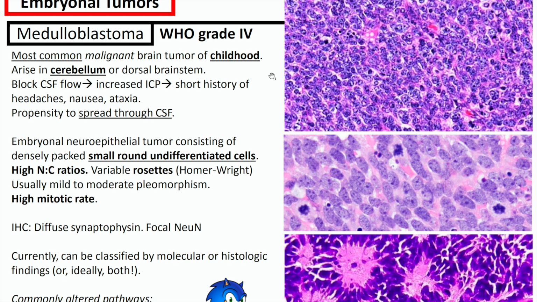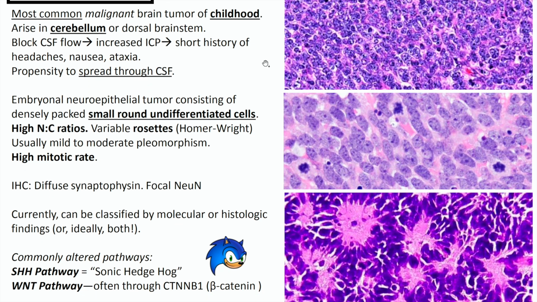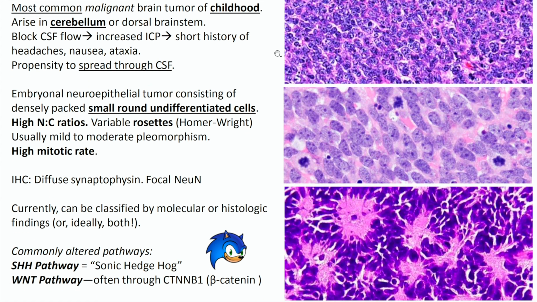Histologically, we're going to have embryonal neuroepithelial tumor consisting of densely packed, small, round, undifferentiated cells, as we see here, with a high nuclear to cytoplasmic ratio, variable rosettes. These are Homer-Wright rosettes, usually mild to moderate pleomorphism, with a high mitotic rate. So for IHC, for a medulloblastoma, we're going to have diffuse synaptophysin with focal NeuN, and currently it can be classified by molecular or histologic findings, but ideally it would be both.